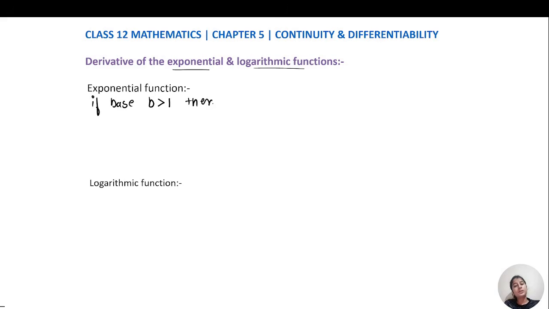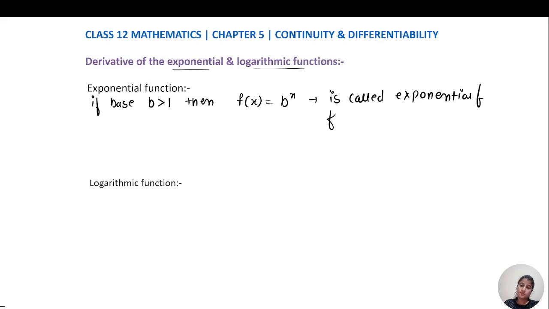Then my function f of x defined as b raised to x is called the exponential function with base b.